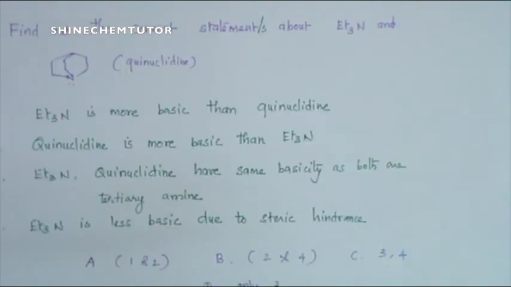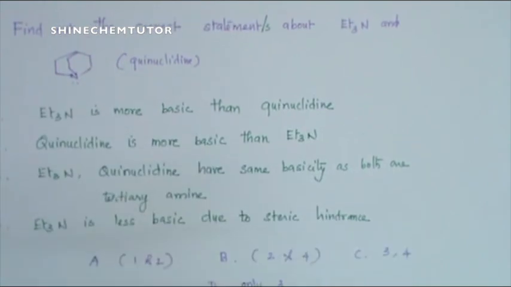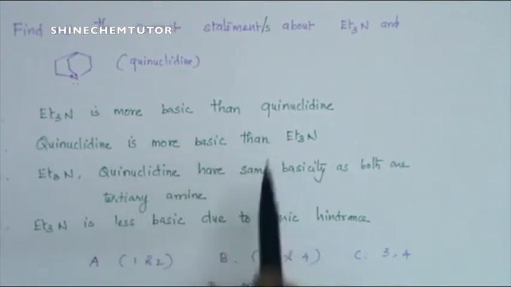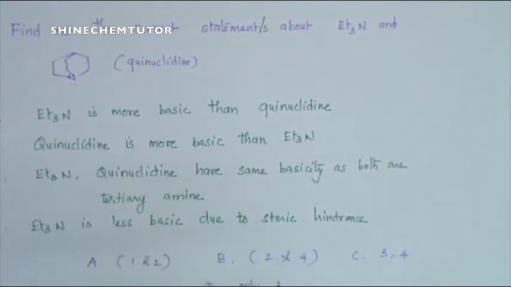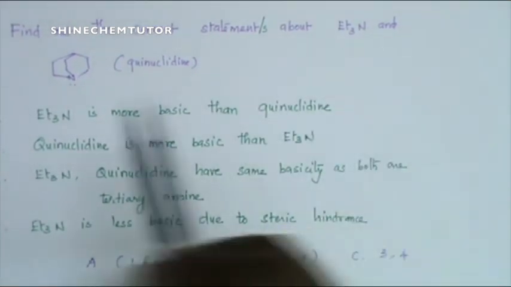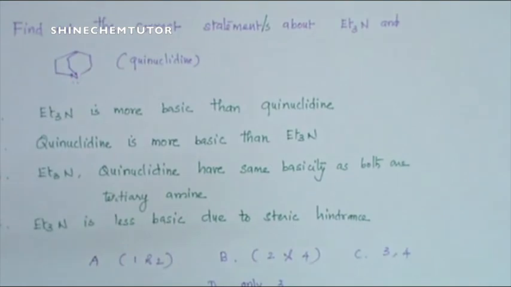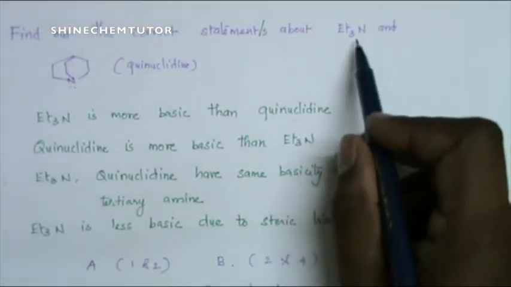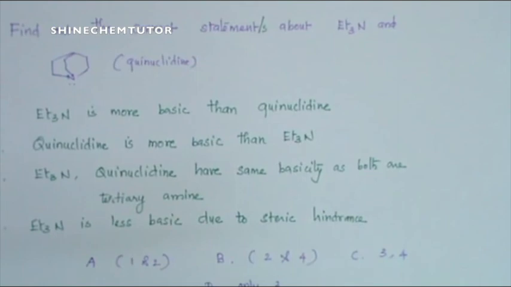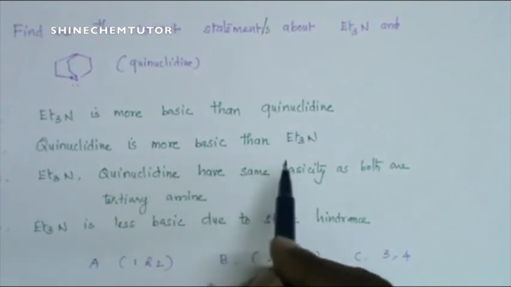This is the next problem. Find out the correct statement about triethylamine and quinuclidine. Quinuclidine is basically a bicyclic compound. Triethylamine is more basic than quinuclidine. Triethylamine is a tertiary amine. Quinuclidine is also a tertiary amine. But there will be bulkiness here. It will not be in quinuclidine since it is locked. Quinuclidine is more basic than triethylamine.